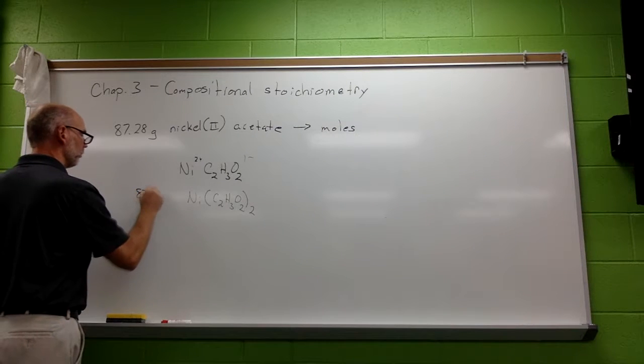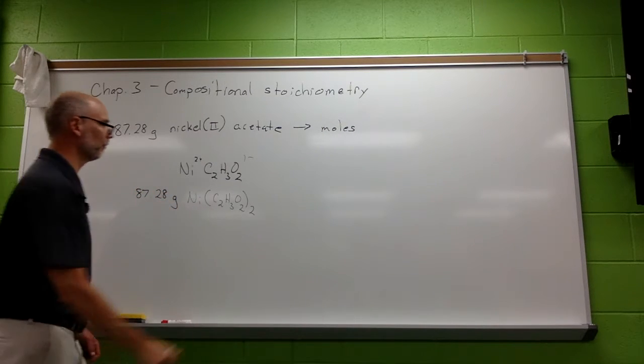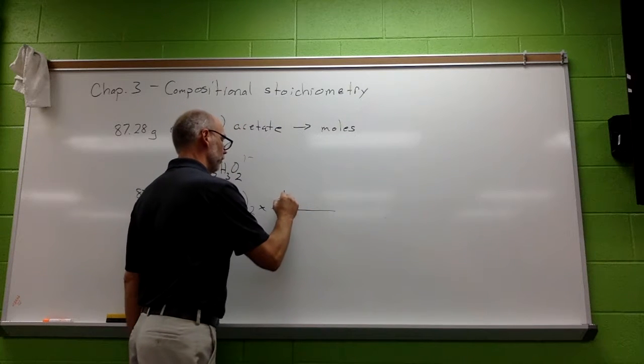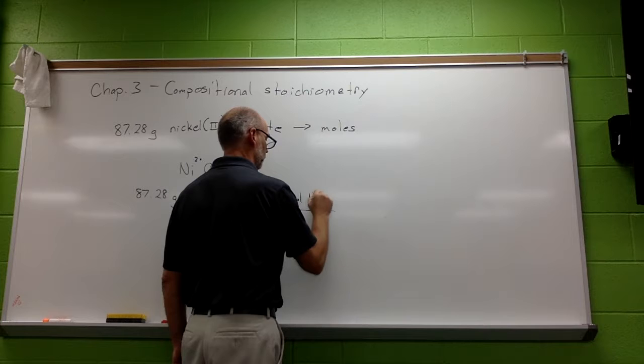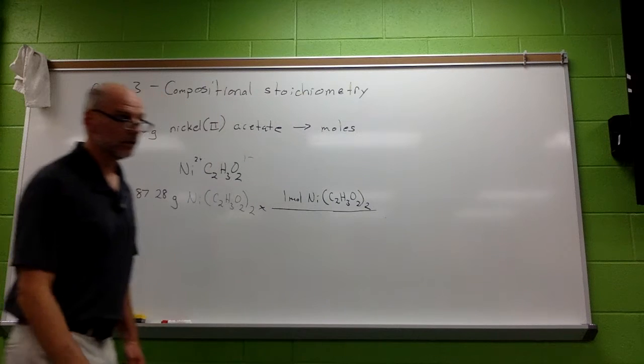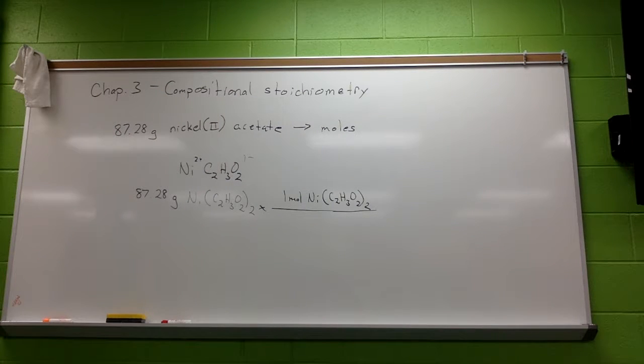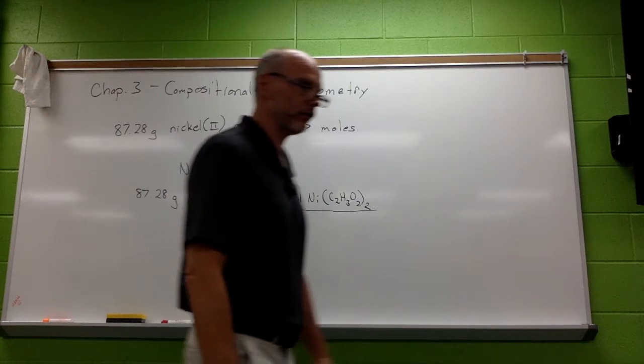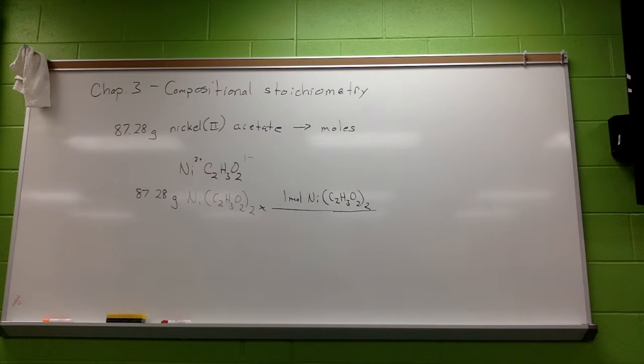And then we take our 87.28 grams of this material. In the numerator, we write 1 mole. And in the denominator, what do we put? The formula mass for nickel 2 acetate, which means you just go look at a periodic table, add it all up, and see what you come up with. I would like 2 or 3 of you to do that so that we can compare your results. Remember, take all of your atomic masses to the 100th place.